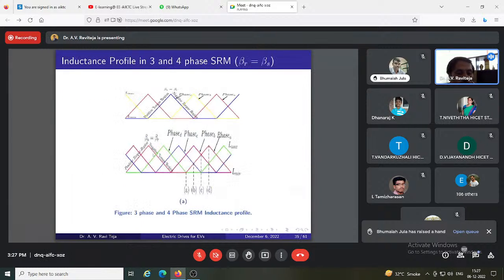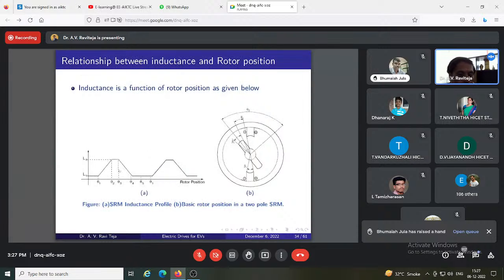So again, if we go back to the inductance profile, where the slope is positive, theta 1 to theta 2. Here slope is positive. So here I can get positive torque. Here I can get negative torque. Negative torque region, positive torque region. And what about this part and this part? This part is zero torque region because slope is zero.